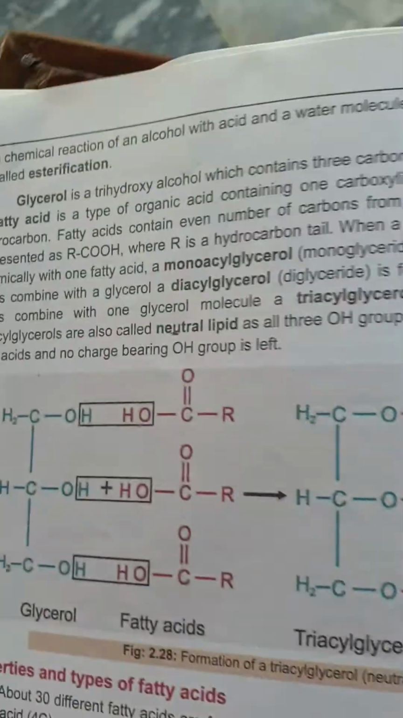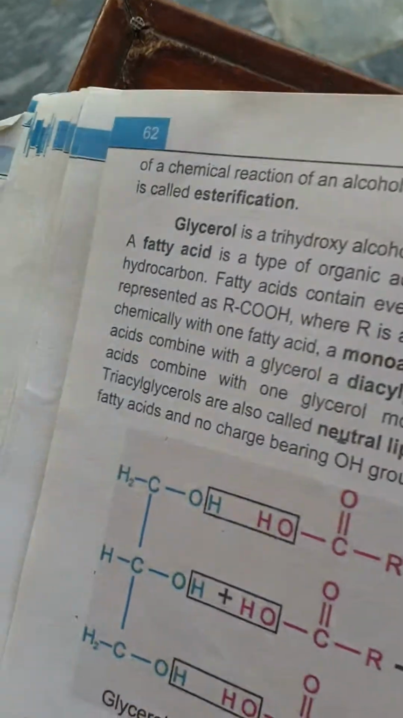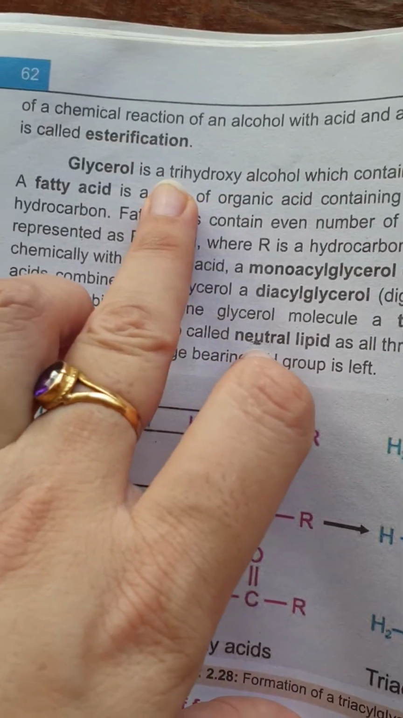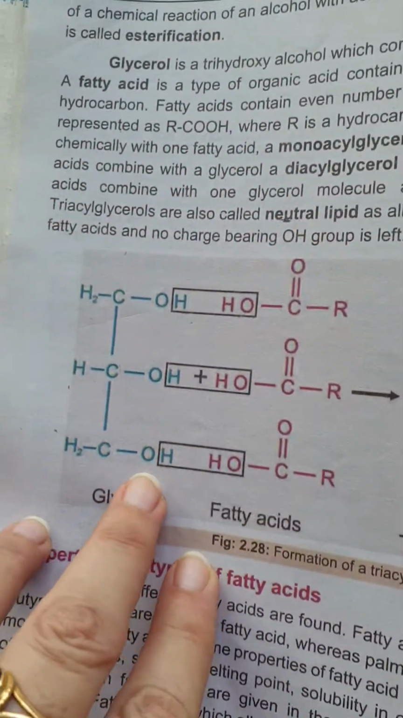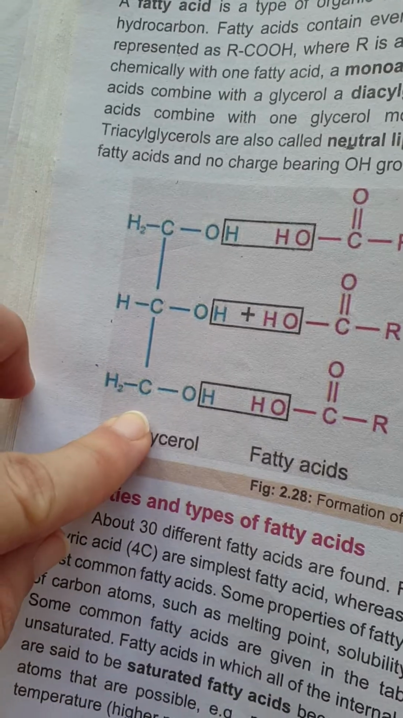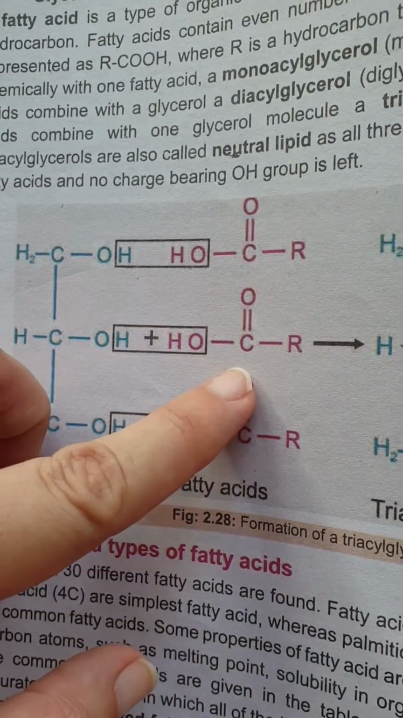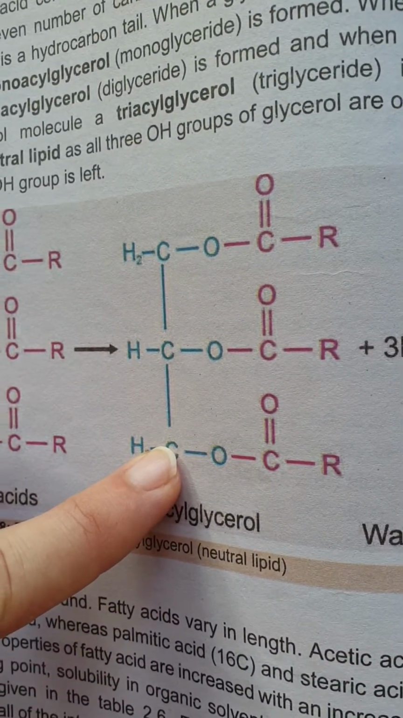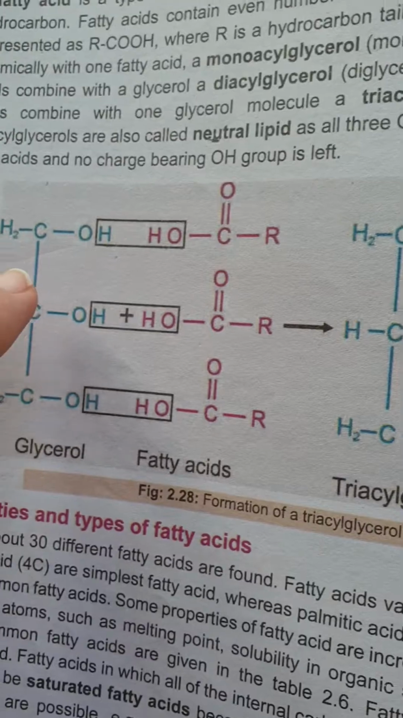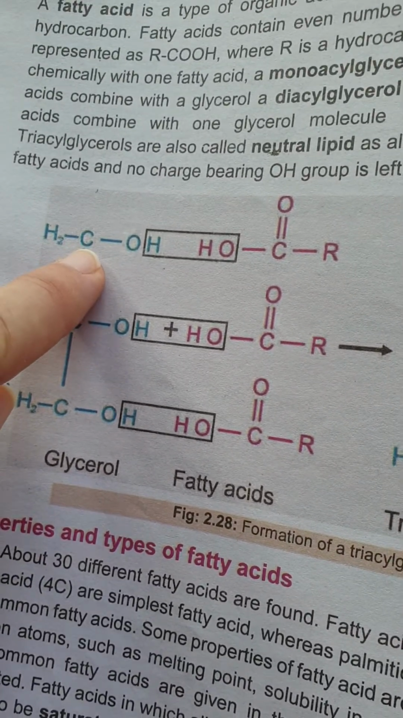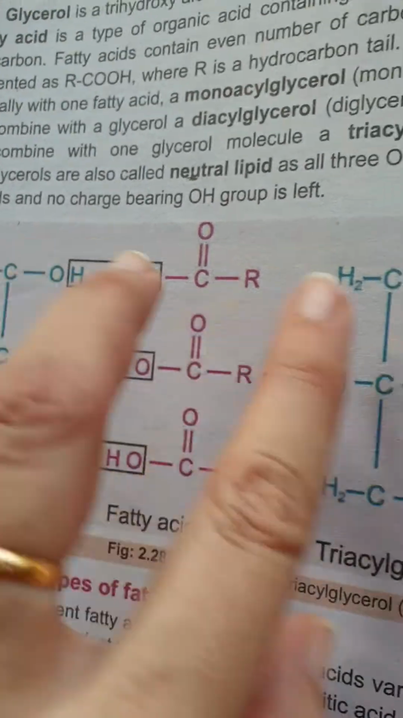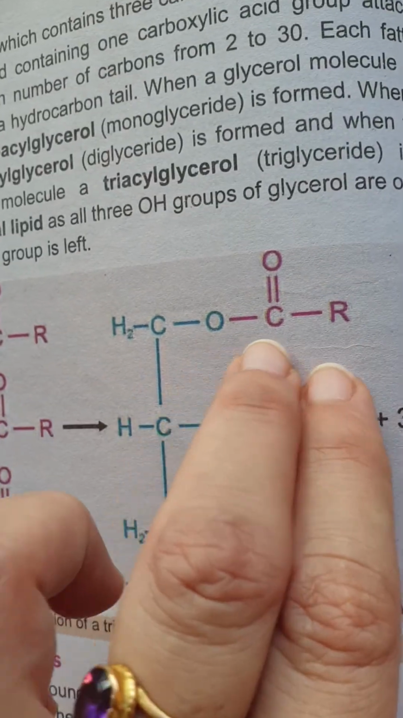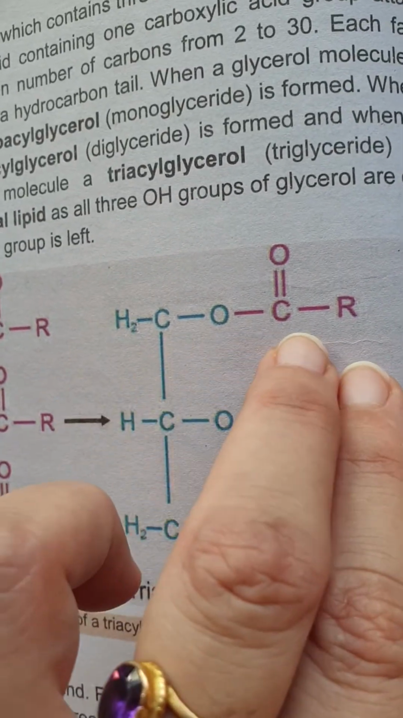Here now we can discuss the structure of glycerol. Glycerol is a trihydroxy alcohol. Trihydroxy alcohol means that glycerol has three hydroxyl groups, and three fatty acids can combine with it, and they form triacylglycerol. If one alcohol and one acid combine, it will form only one lipid, and this will be known as monoacylglycerol.